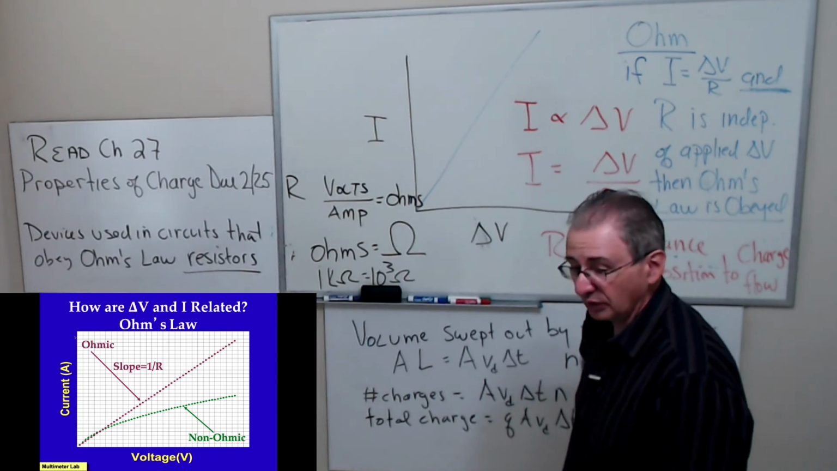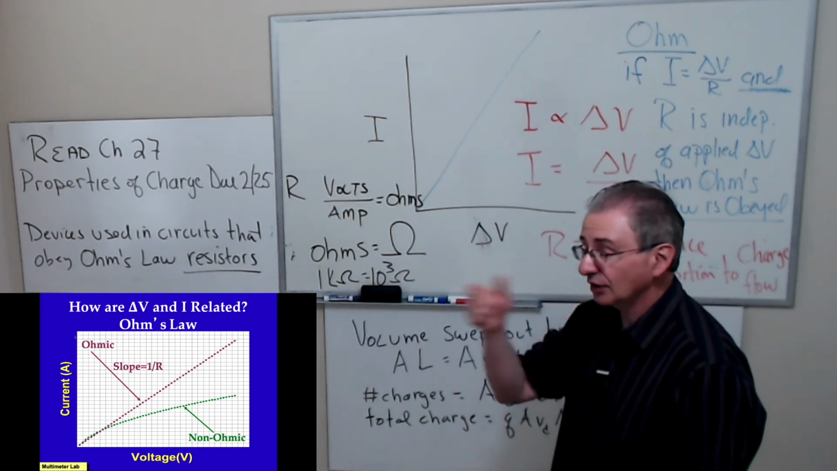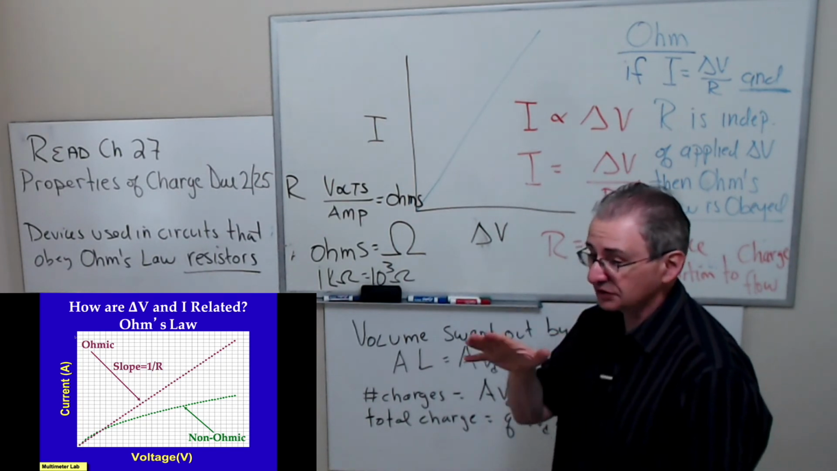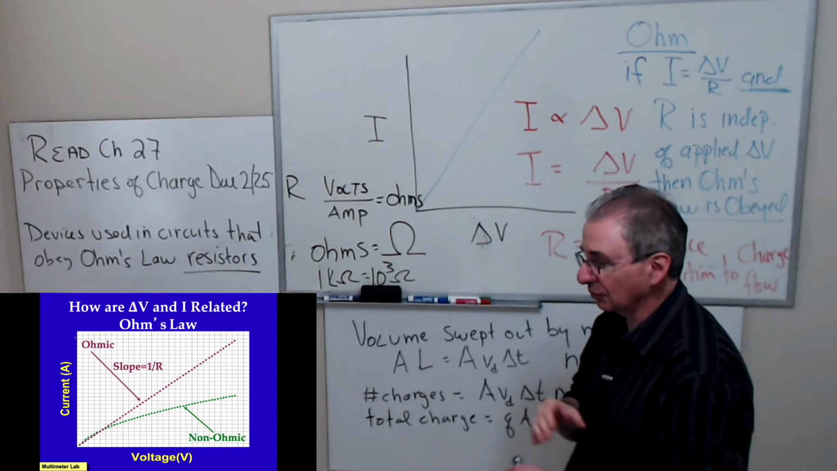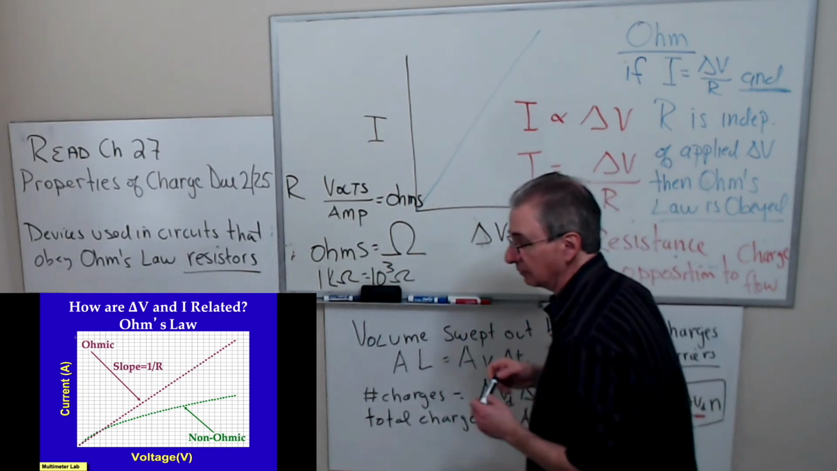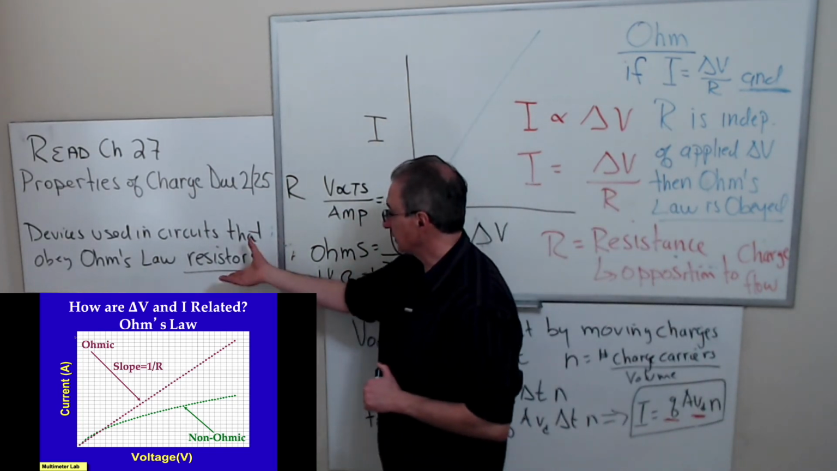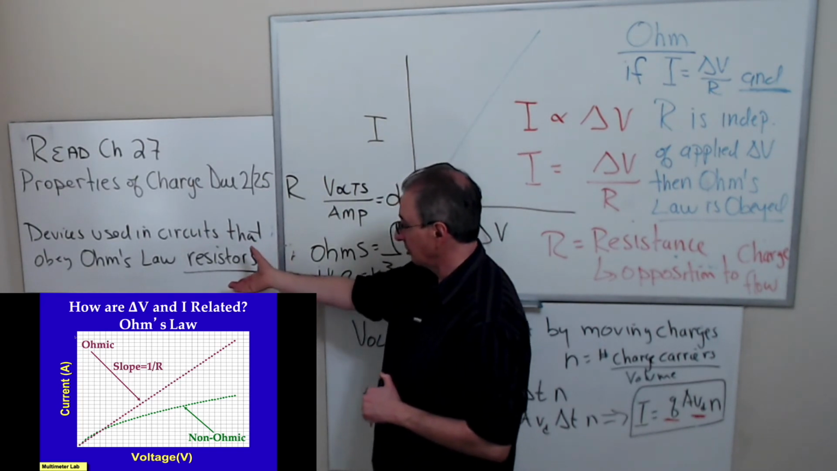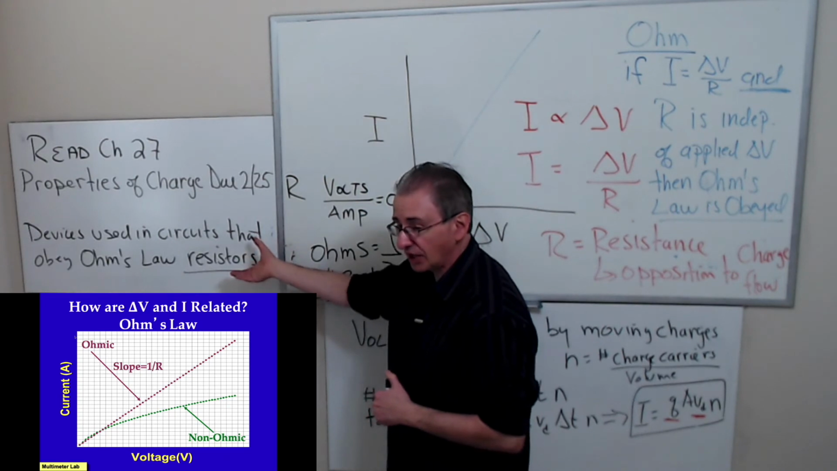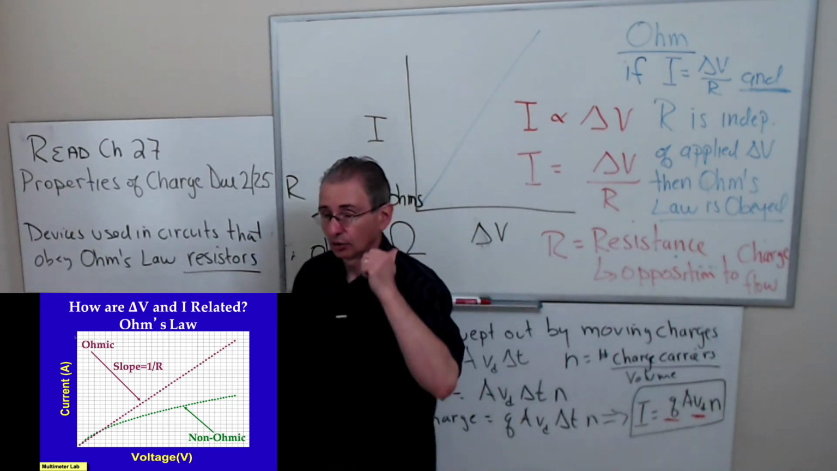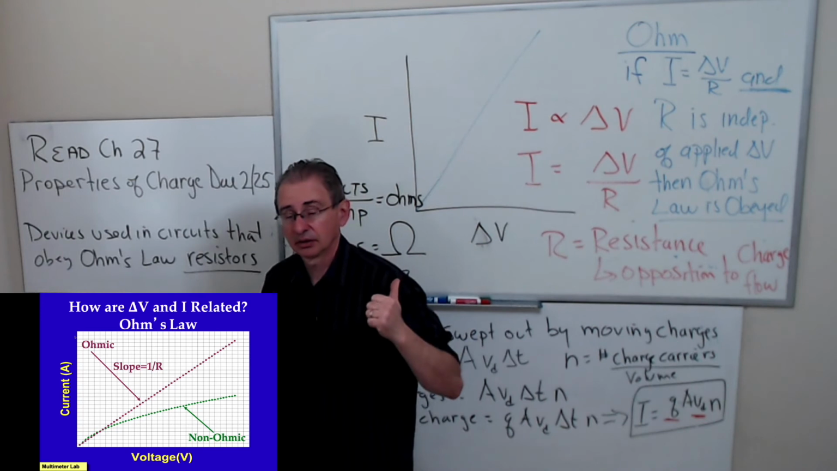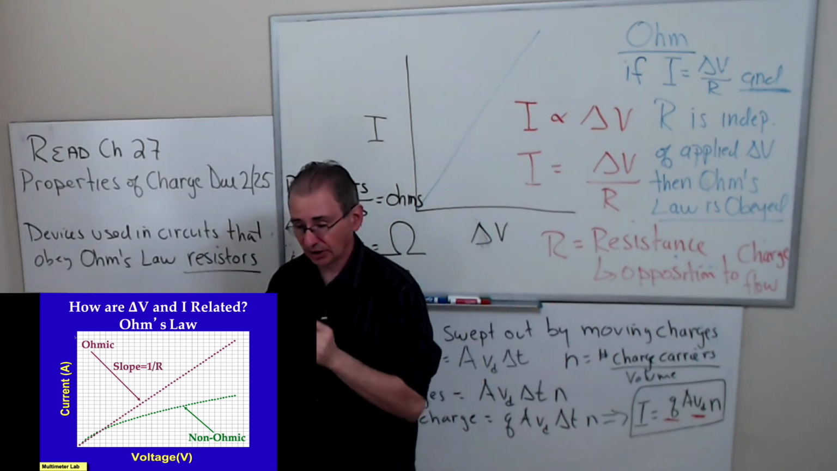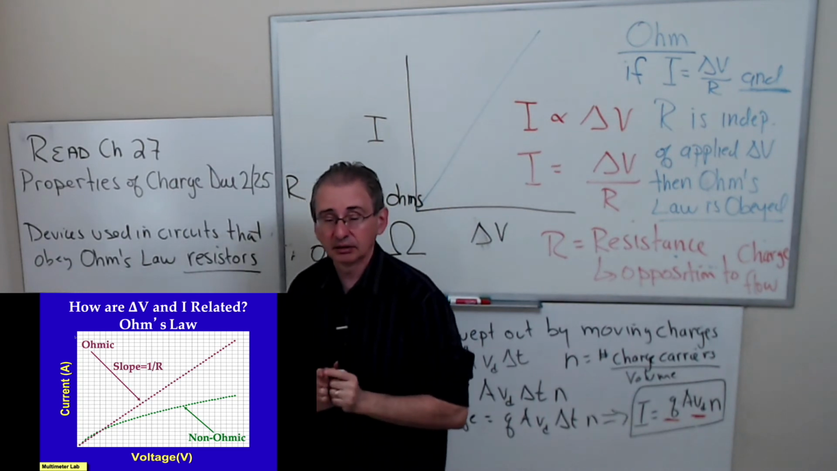So there are devices, and we're going to use them in the Ohm's Law lab. For the multimeter lab we're going to be doing, we're going to be using light bulbs. But you'll see devices using circuits that obey Ohm's law, and their job is to either limit current or to use them in combination with other resistors to give you a delta V that you need for something.